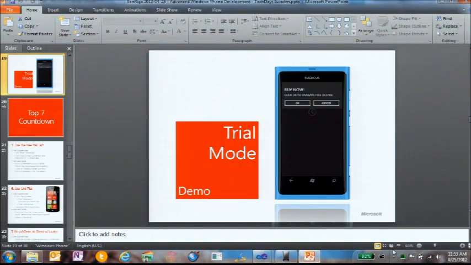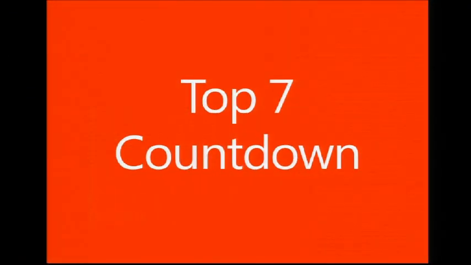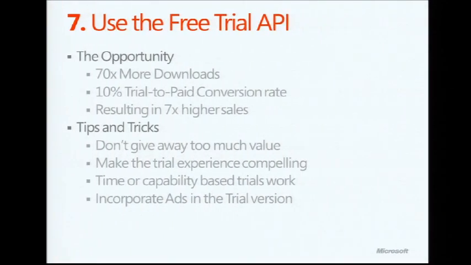I have a lot more content that I'm not going to be able to get to because I'm almost out of time. I did want to go through a sort of top countdown, 7, because it's Windows Phone 7, of things that you should be thinking about. The first one is absolutely, if you have a paid app, absolutely use the free trial API.